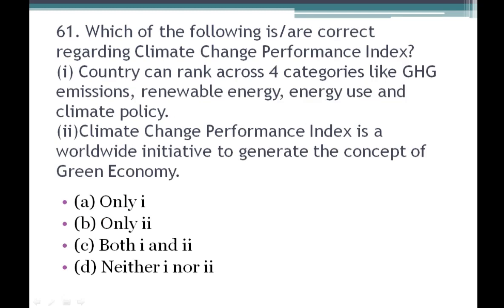Question number 61. Which of the following is or are correct regarding Climate Change Performance Index? Number 1. Country can rank across 4 categories like GHG emissions, renewable energy, energy use, and climate policy. Number 2. Climate Change Performance Index is a worldwide initiative to generate the concept of green economy. The correct answer is option A, that is only 1.